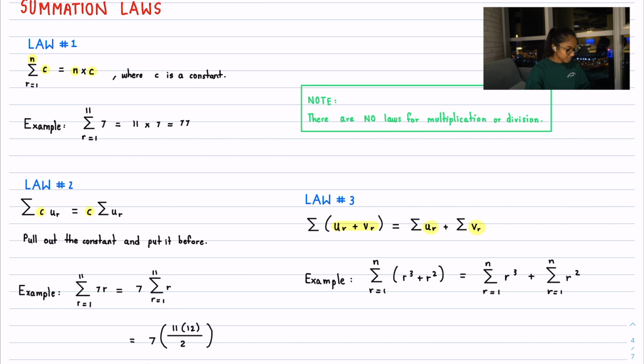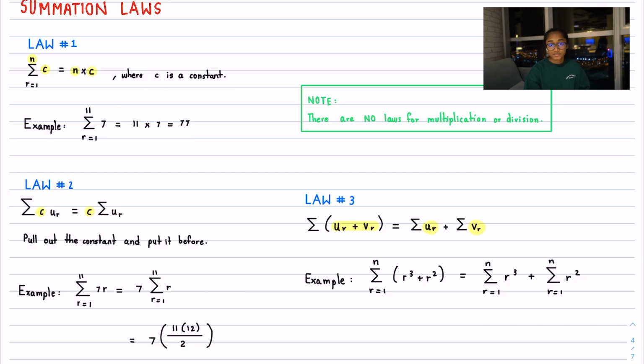So the first law includes the upper limit and a constant. All we do is multiply the upper limit by the constant to get our value. So in this example, there's 11 as our upper limit and 7 as our constant. To get our answer, we multiply them, and that's it. We get 77 as our answer.